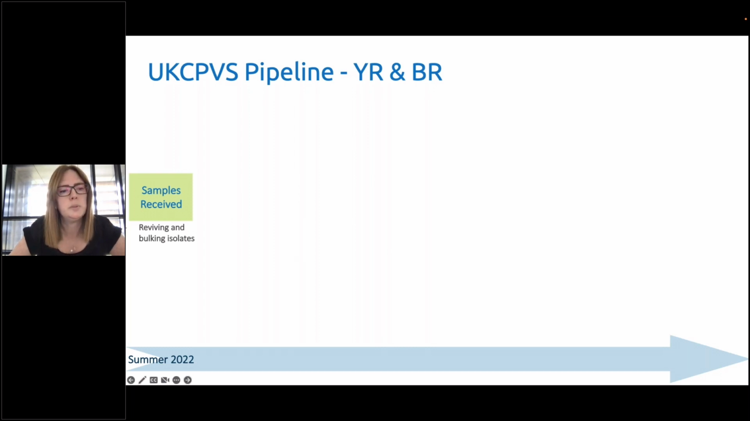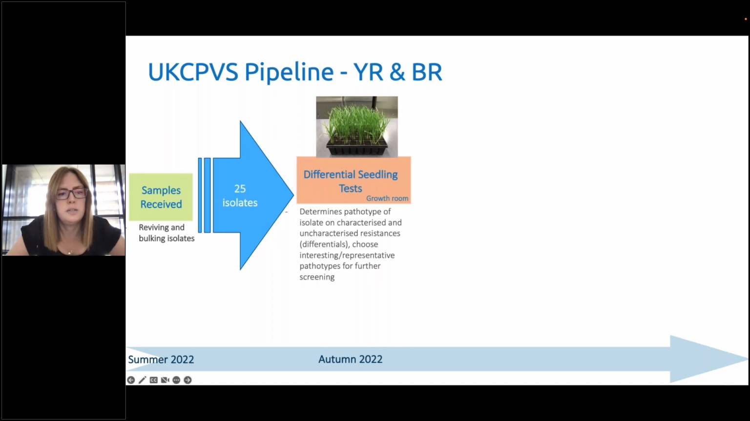So we receive the samples. For instance, last year we received them across the summer of 2022. We spend the summer reviving and bulking these isolates. And as mentioned, we select 25 isolates, which we take onto these differential seedling tests. This determines the pathotype of the isolate on characterized and uncharacterized resistances, which we term differentials. And this happens across the autumn of 2022, for example.